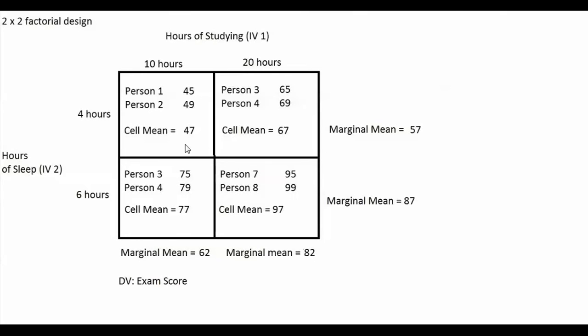In a factorial design, the mean of each cell is called a cell mean. I calculated each of these cell means by adding the 2 values in each cell and dividing the total by 2. The row and column means are called marginal means.